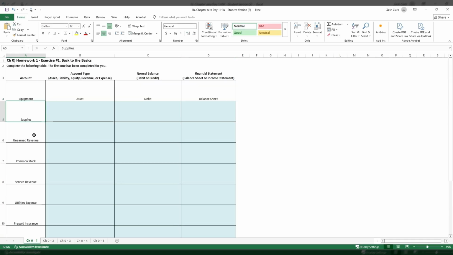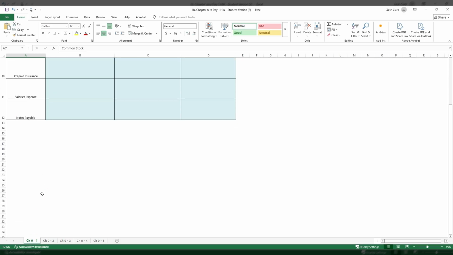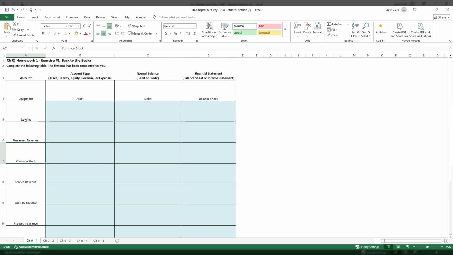So with that said, exercise 1 has a listing of different types of accounts. Here you can see equipment, supplies, unearned revenue, common stock, and so on and so forth. You'll notice there's more down here as you scroll down, so be sure to follow along. And for each of these accounts, we need to identify what account type that account falls under.